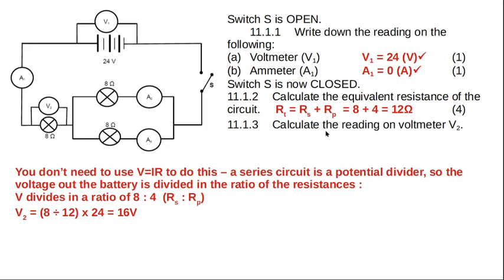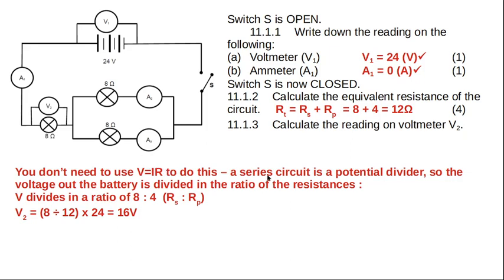Then it says to you, calculate the reading on voltmeter 2. Where is voltmeter 2? Voltmeter 2 is over here, okay? So you can use V equals IR if you like. If you work out what the current is in the circuit and you know the voltage, you can work out what this will be. But what you can also do is use your knowledge, and this is what you're supposed to do in grade 12. You're not in grade 12, in grade 10. You're not supposed to use V equals IR.